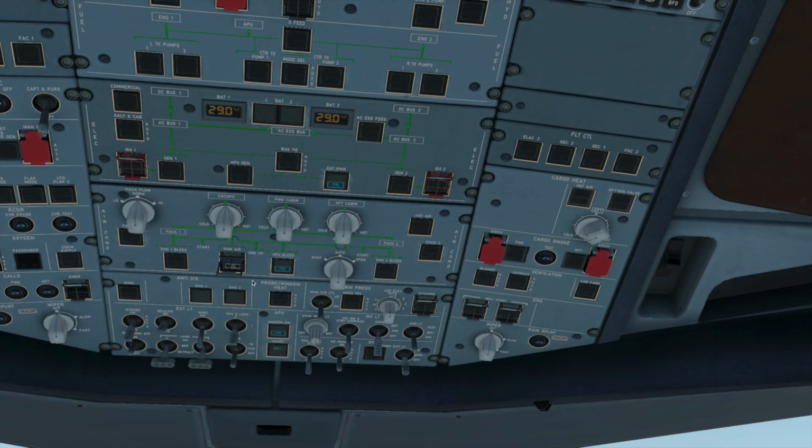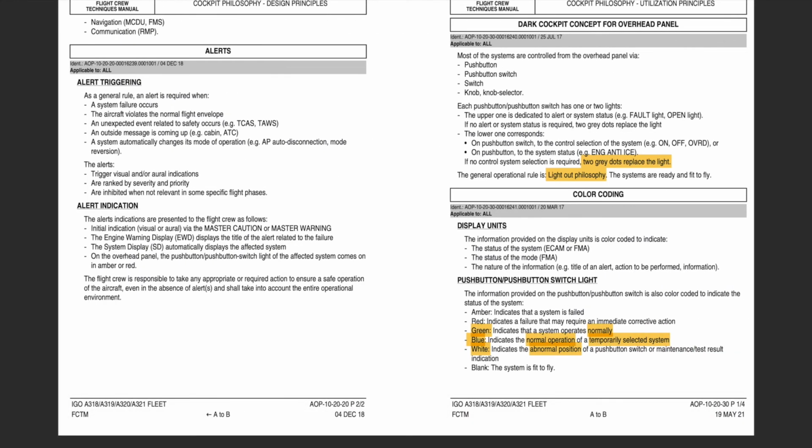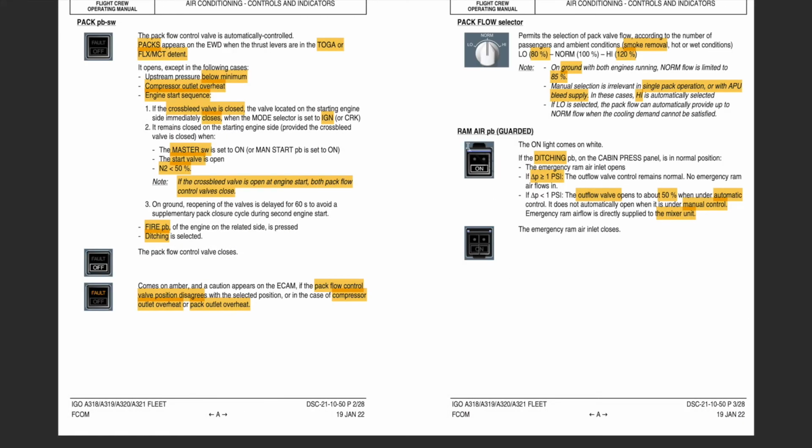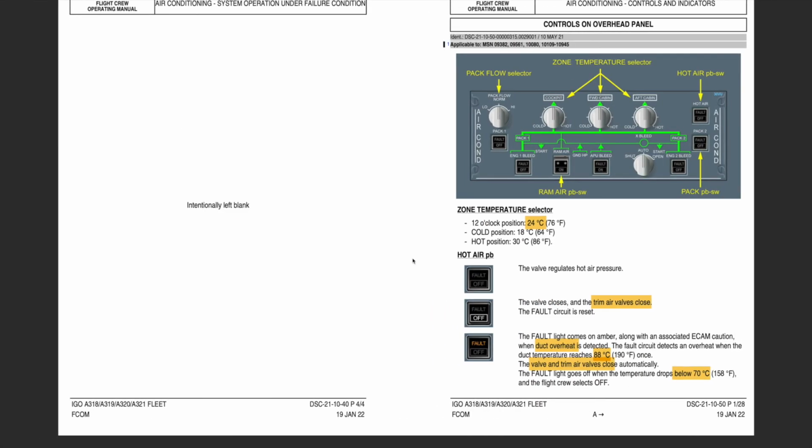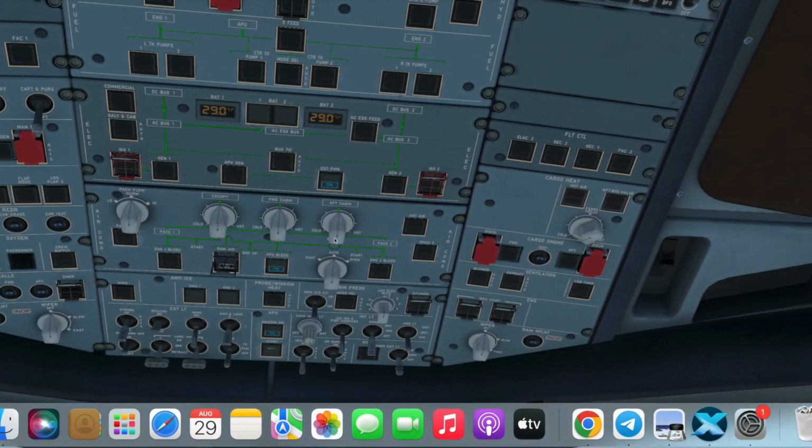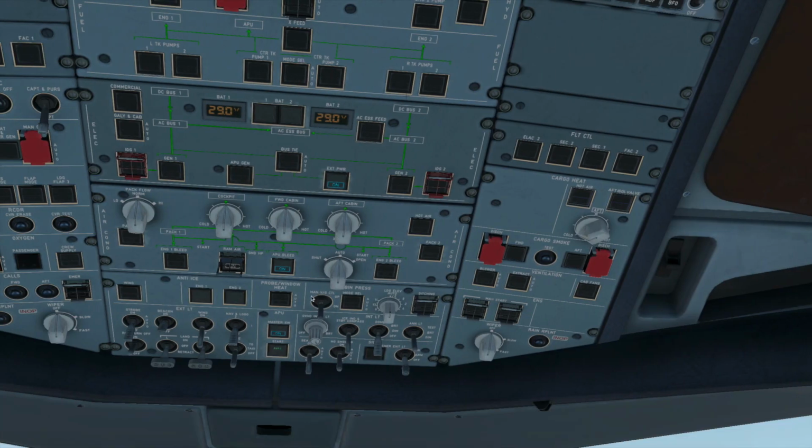All right. You will see this again in the FCOM as well. Let's see what the FCOM says. The FCOM agrees with what we have just discussed, that the ram air push button comes on in white color, right? The ON light comes on in white. So this is how you as a pilot can interpret the colors in the cockpit, and the operational significance of these colors.